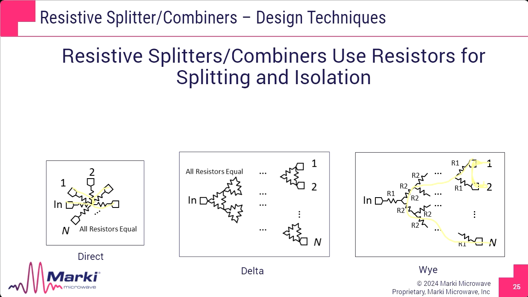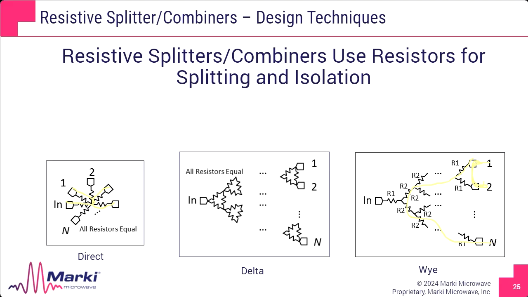For all these topologies, though, the direct, the delta, and the Y, the resistors themselves, the physical component choice, must be chosen very carefully. We commonly will see 0201 size for the high frequency use, but also the assembly itself, which we'll go into, needs to be very careful to avoid any resonance on board.